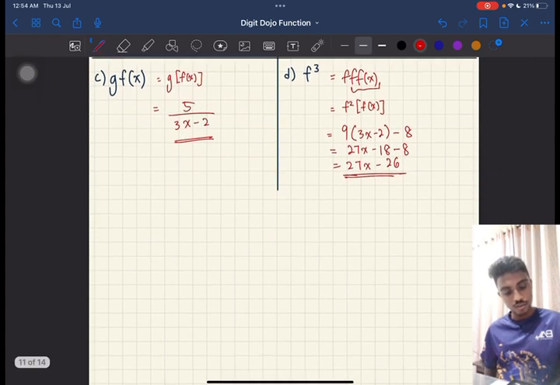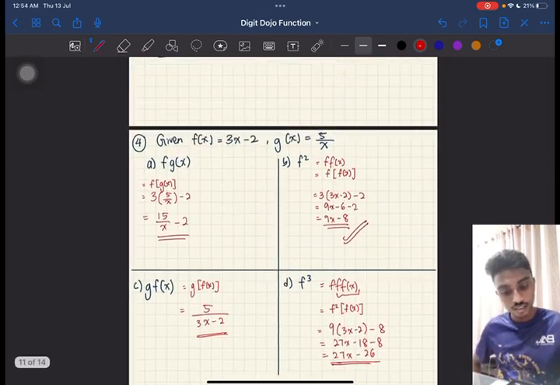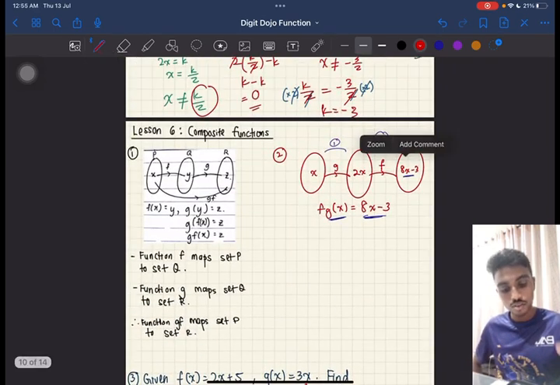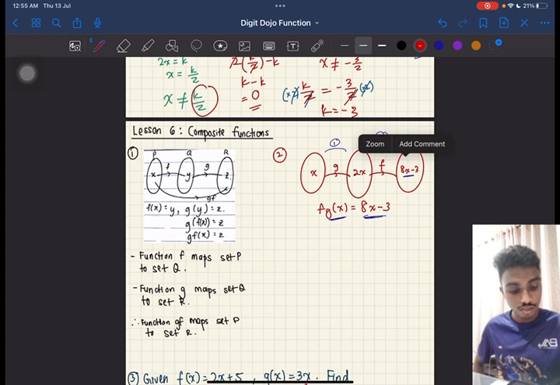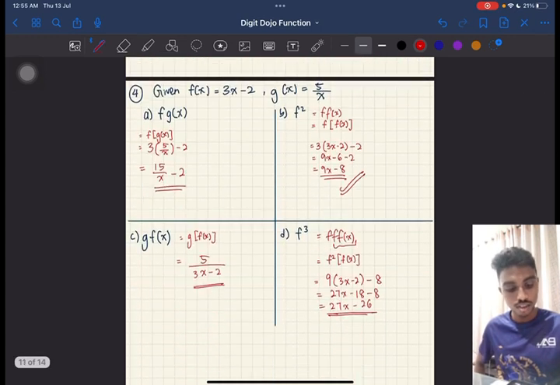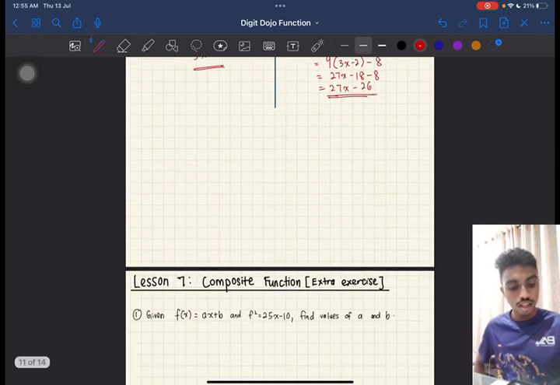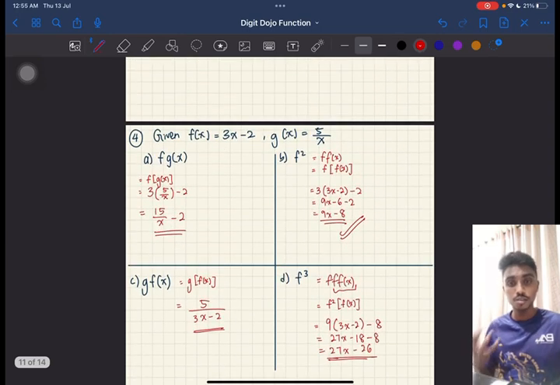Okay, that's all for lesson 6. In lesson 6 we learned about composite functions and tried to solve some questions. In lesson 7 we will do extra exercises for this composite function.